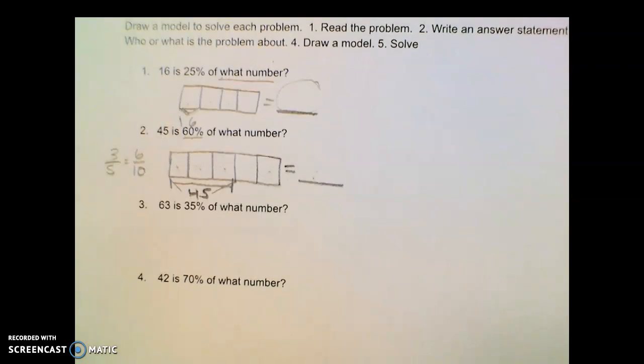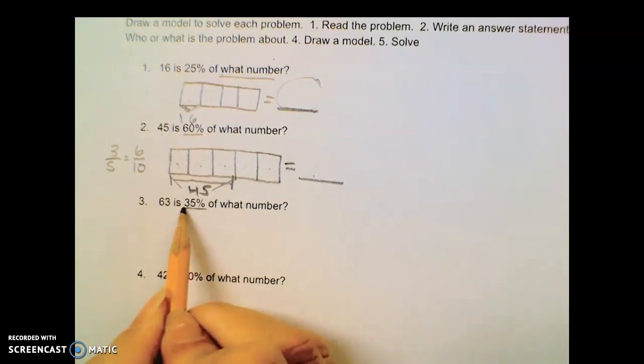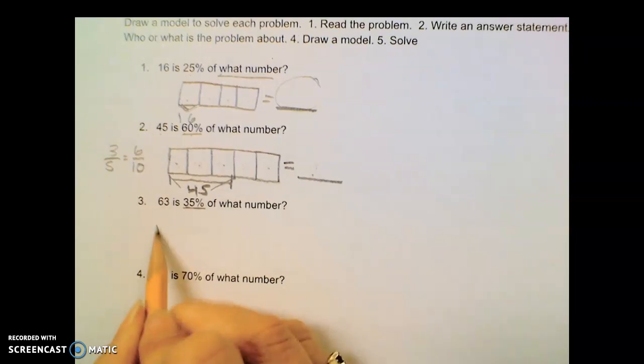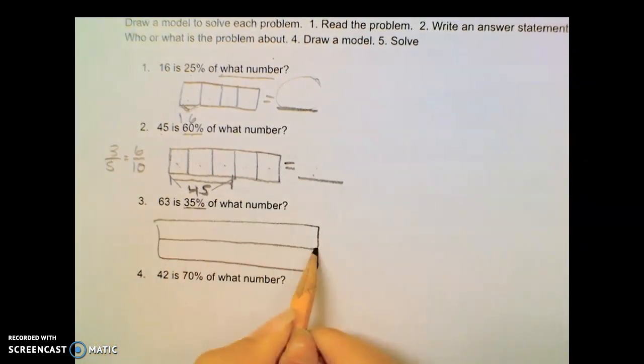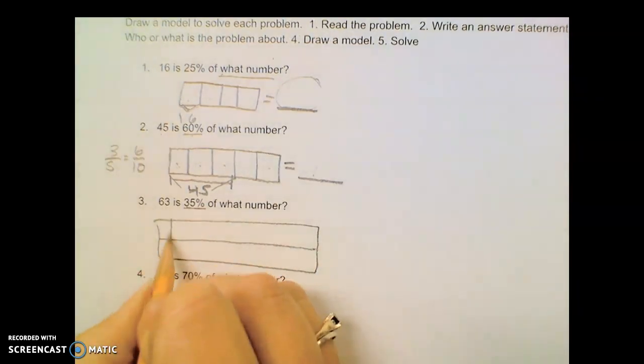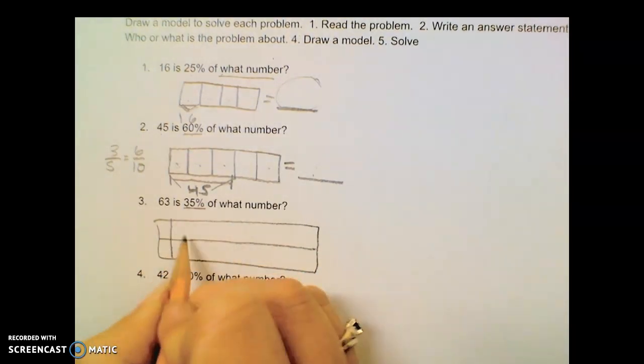For number 3, 63 is 35% of what number? These are all in the same manner, so hopefully immediately you are understanding, oh, 63 is a part of a number that we need to find. Since I'm looking for 35%, I need to do my 20 model. So I'm going to do 2 bars like this and then 9 down to make 2 rows of 10 boxes.